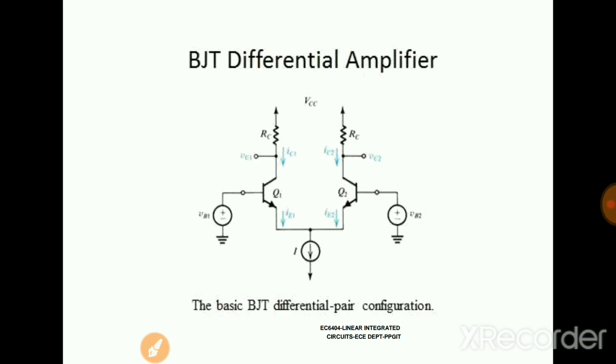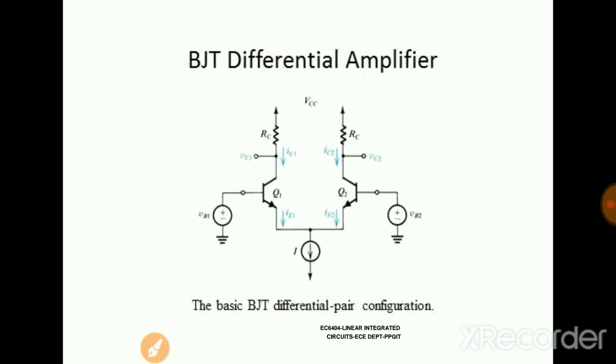In Q1 and Q2, the input voltages will be given at the base end and the output will be obtained at the collector end, whereas the emitter regions will be connected together. This particular differential amplifier has two inputs and two outputs, so it is called a balanced output differential amplifier. Since it has two inputs, it is called dual input, and it has two outputs. This particular differential amplifier will be referred to as a dual input balanced output differential amplifier.